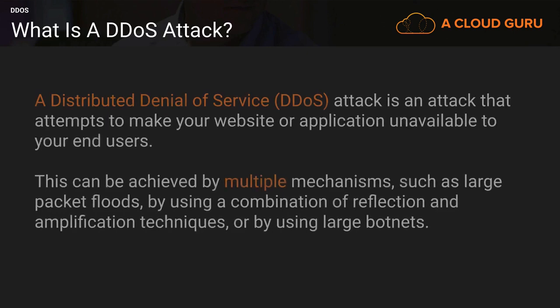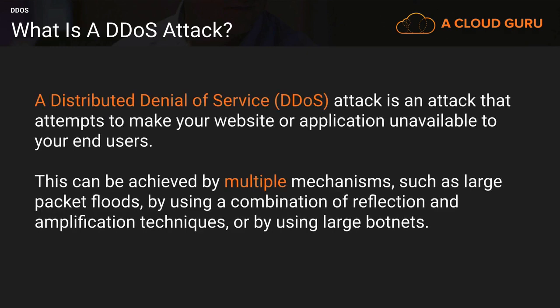So what is a DDoS attack? I'm sure you all know what it is already, but it stands for a distributed denial of service attack, and it's an attack that attempts to make your websites or applications unavailable to your end users. This can be achieved by multiple different mechanisms, such as packet floods, by using a combination of reflection and amplification techniques, or by using large botnets.